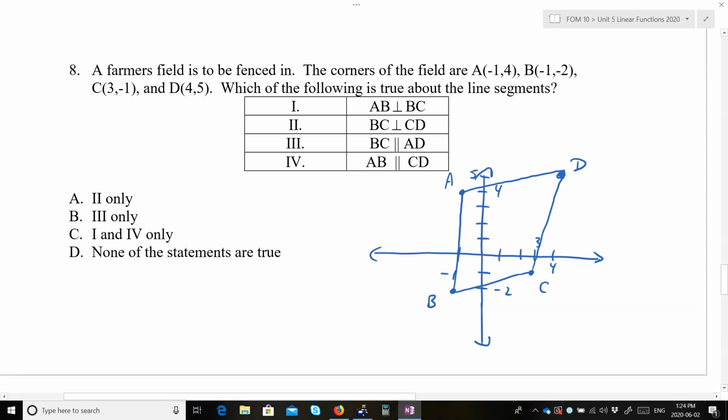Alright guys, so at quick glance, it looks like the best we might get here is maybe that AD is parallel to CD. AD is parallel to BC. So we'd actually have to find the slope of all four of these segments. The slope of AD is 5 minus 4 over 4 minus negative 1. So we end up getting 1 over 5. So there's the slope of AD.